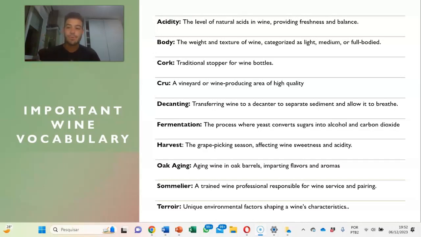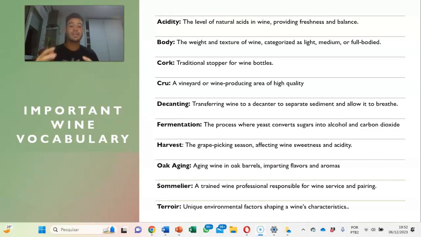Decanting, this is a very important part of the wine tasting experience, right? It's transferring the wine from the bottle to a decanter, which is a bottle open, to separate sediment and allow it to breathe, so it has contact with oxygen. It also affects the tasting a lot. Therefore, it's very important you guys keep it in mind.